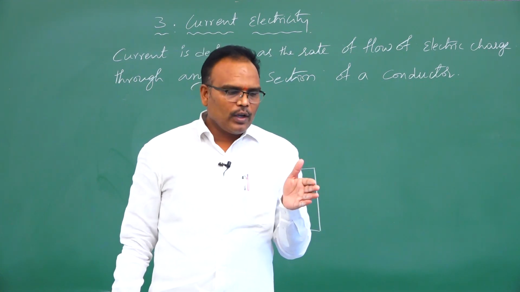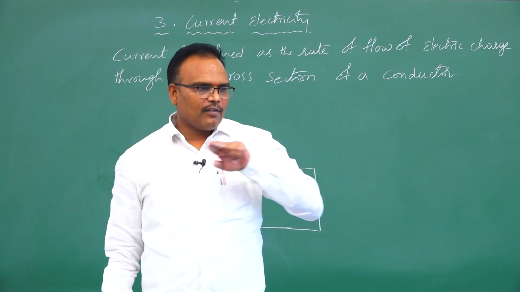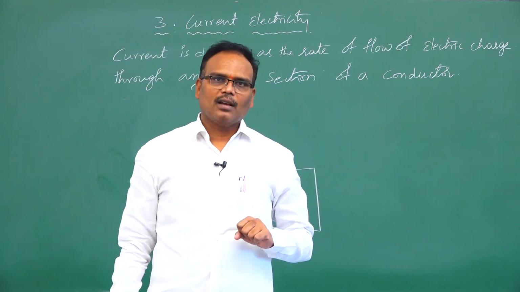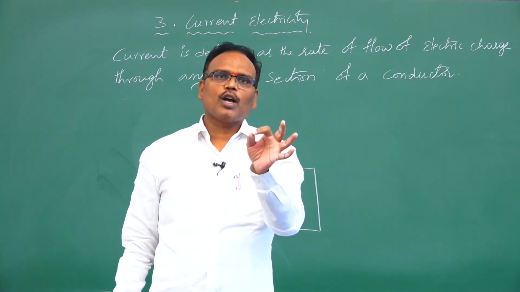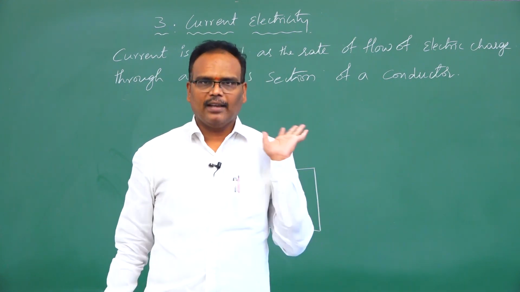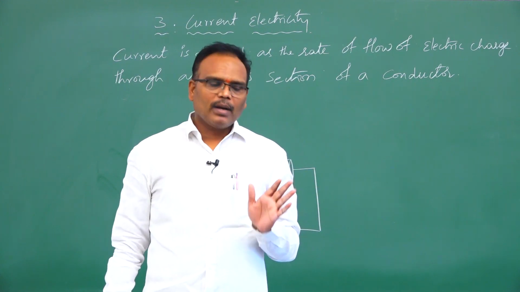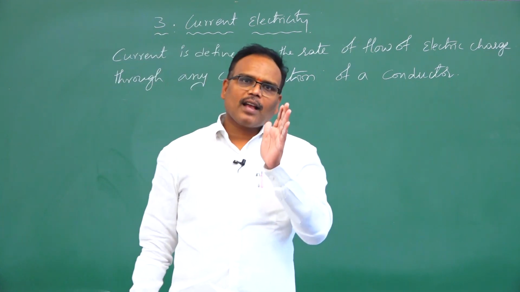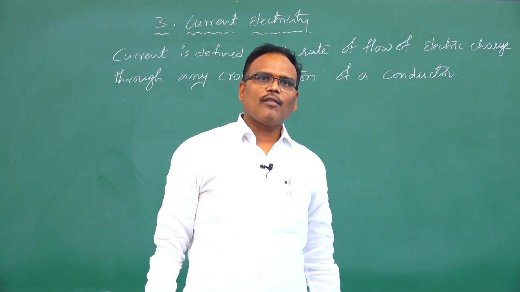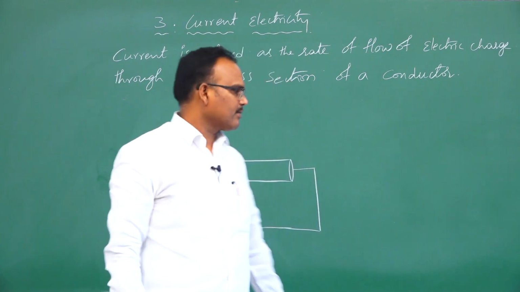Usually if electron flow is in one direction, current will flow in the other direction. Conventional flow of current means flow of positive charge usually. Okay, but here electrons are moving, so current will always be opposite to the direction of flow of electrons. We have to remember this.